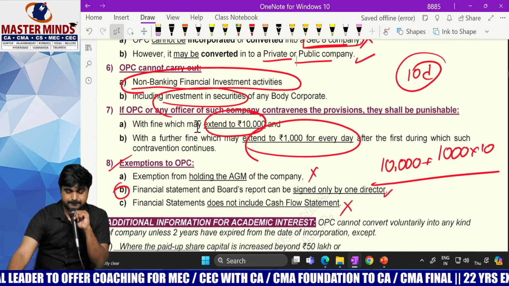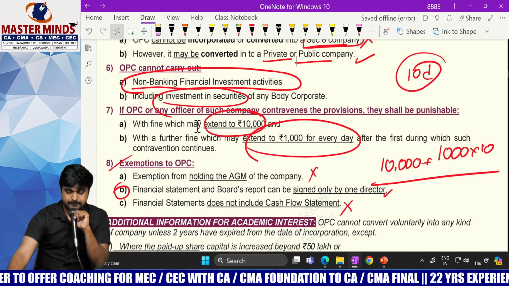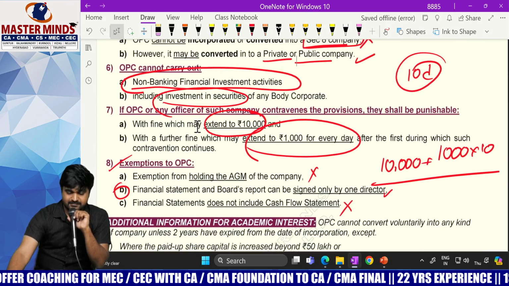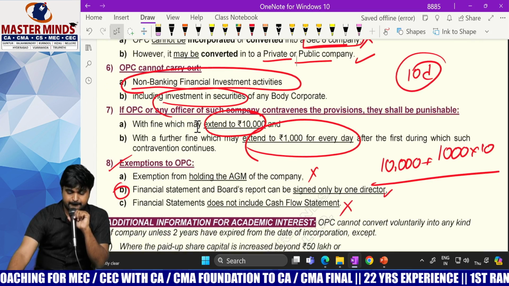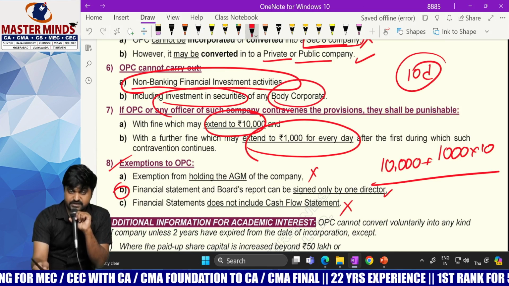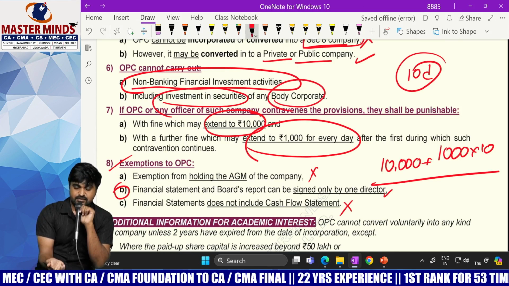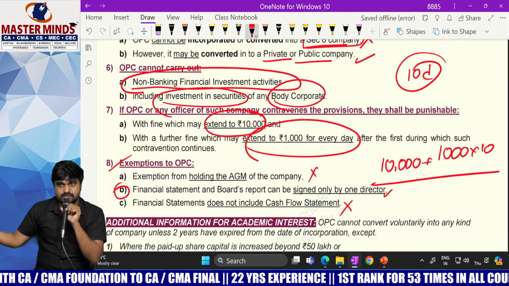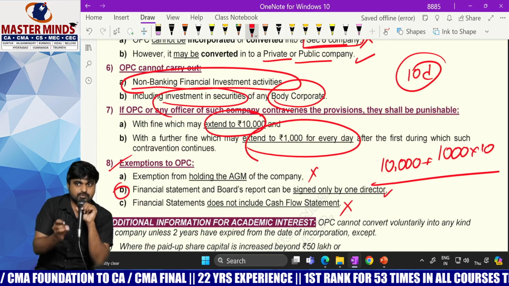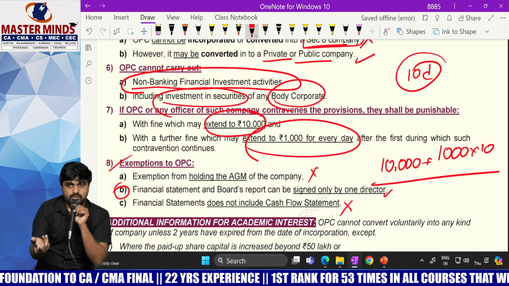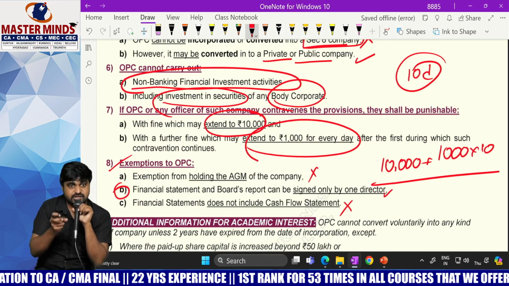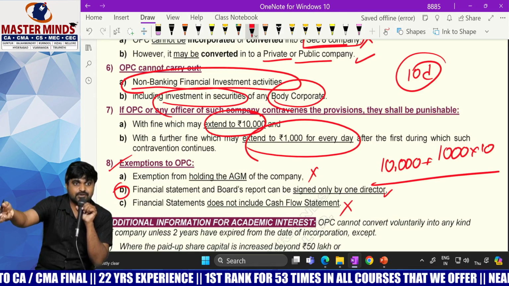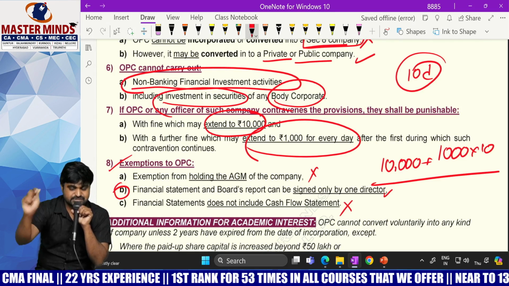OPC cannot carry out non-banking financial activities or investment activities, including investment in securities of any body corporate. Body corporate means artificial persons like companies. Is it possible for OPC to buy the shares of any other company? No. Is it possible for OPC to buy the debentures or bonds of any other company? No. Is it possible for OPC to buy a share of an LLP firm? No, because LLP is also a body corporate.